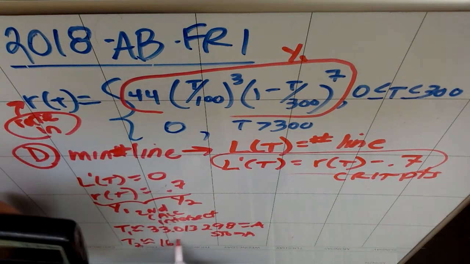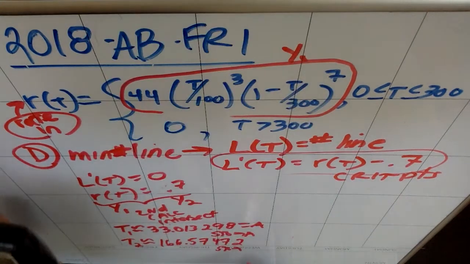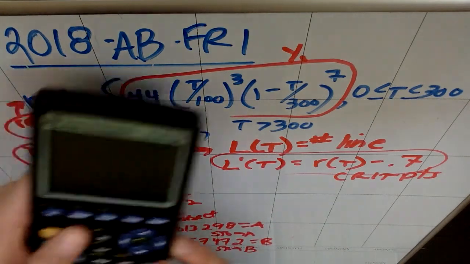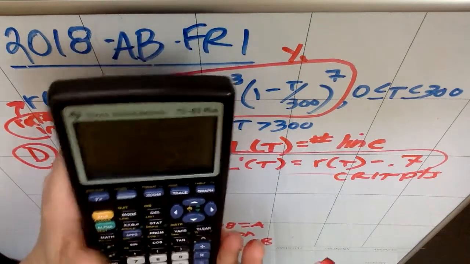166.57472, and I'm going to store that as b, right? We'll call that b. So when I quit out again, I hit x, and now x is that number magically, and I store that as alpha b. So now I have those numbers.